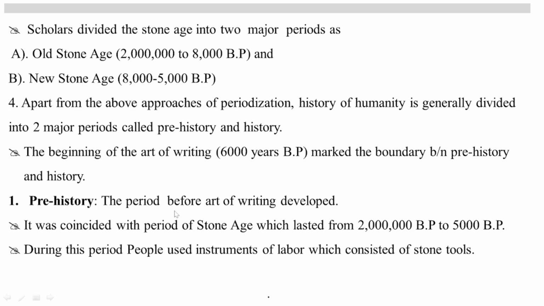This one is the prehistory period, before the art of writing, before a writing system developed, known as prehistory. Prehistory is also considered with the period of the Stone Age, which lasted from 2 million up to 5,000 years before present.